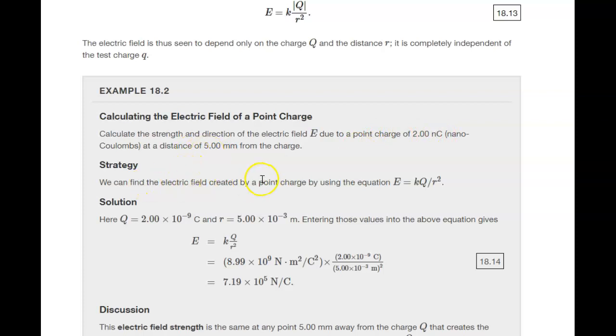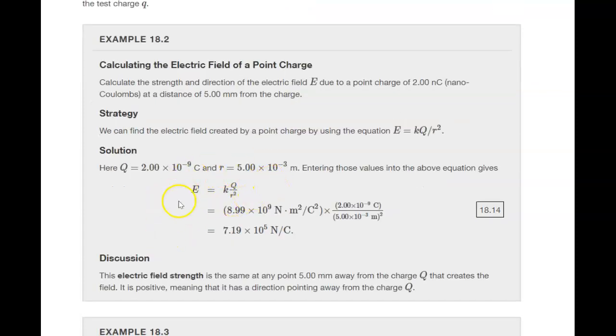So you can find the electric field by using this equation, E equals K Q over R squared. Why? Because the other equation has the force in it and we were not given any force. So then if you plug everything into this equation, you're going to get 7.19 times 10 to the 5 newtons per coulomb. That's very strong. It's almost a mega. So I just wanted to let you know. And also, the unit for the electric field will be newtons per coulomb.